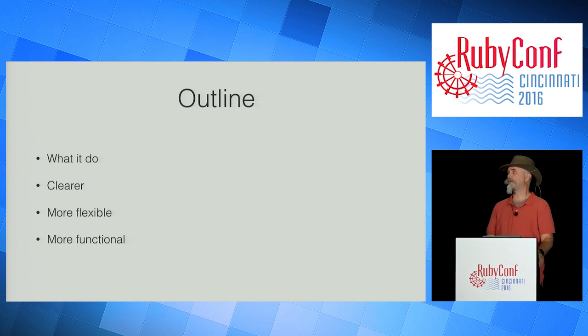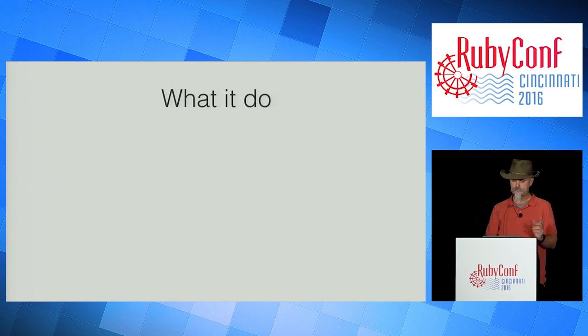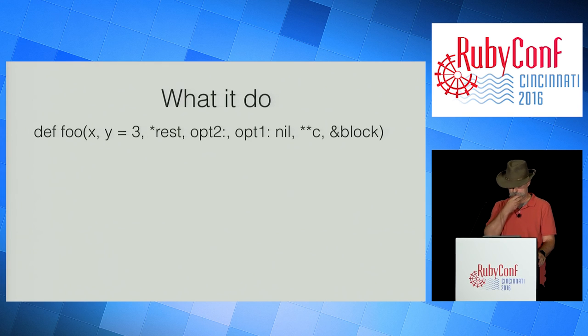Here's what we're going to talk about. We're going to make it clear what keyword args are and what they do, how they make your code clearer, which might seem simple and obvious, but there's a little more to say about that than you might think. And then I'm going to talk about how keyword args can make the functions that you're writing more flexible and more functional in a couple of different senses. So let's start with how keyword args work.